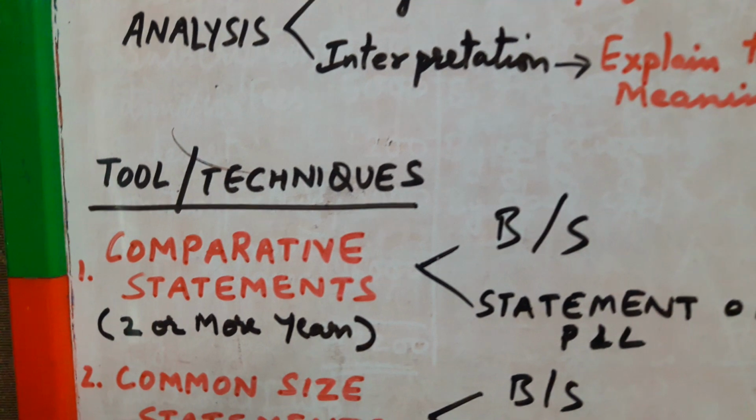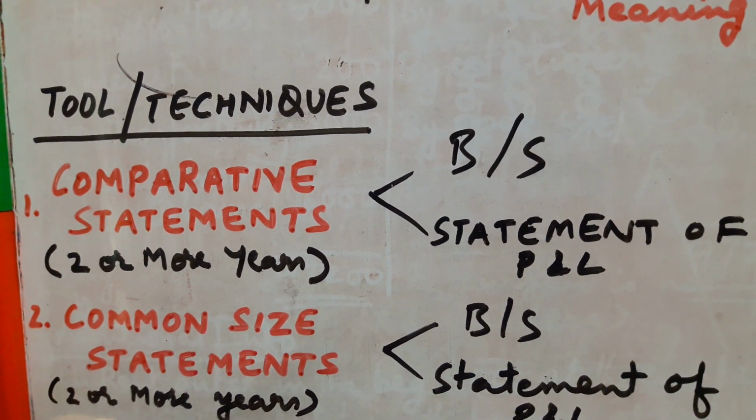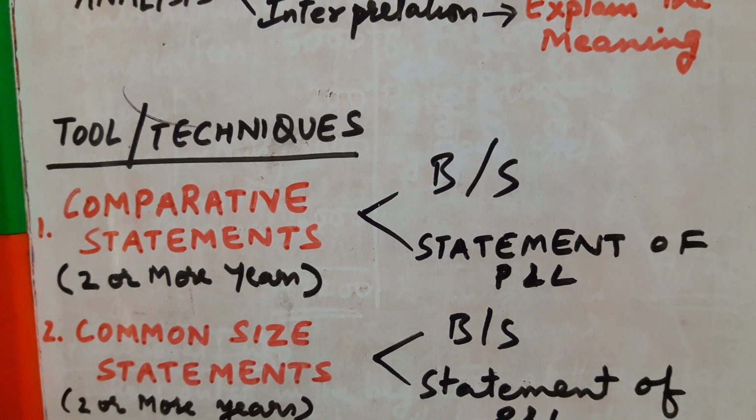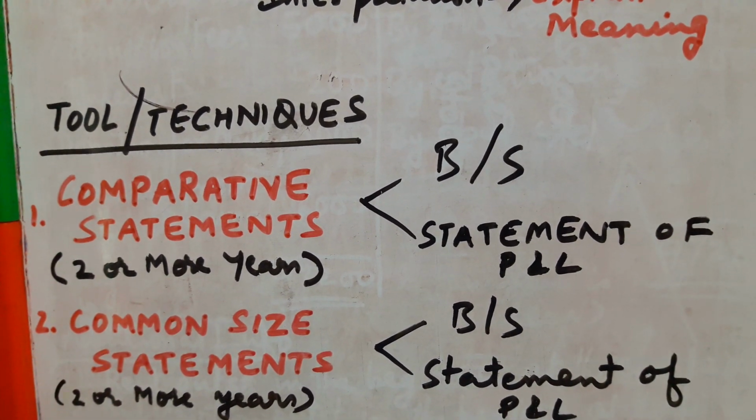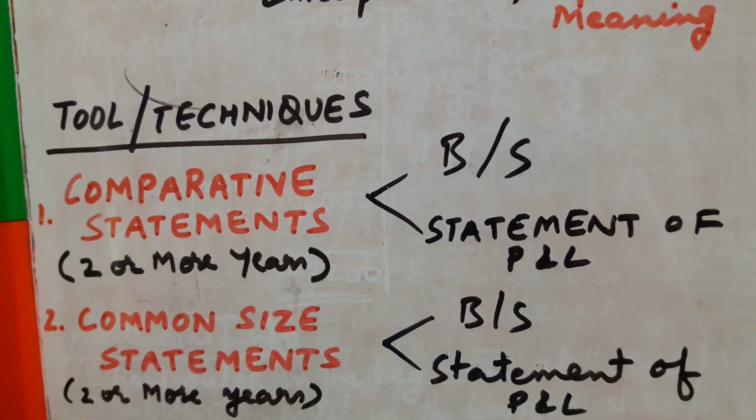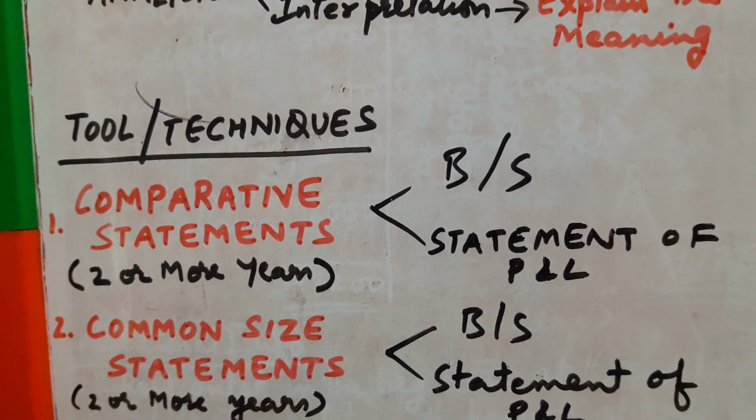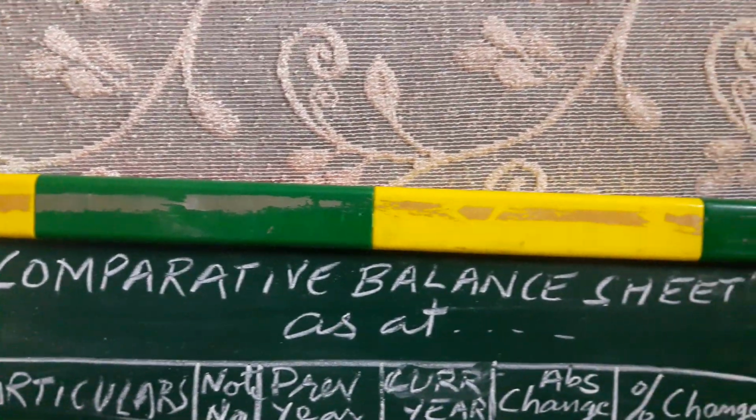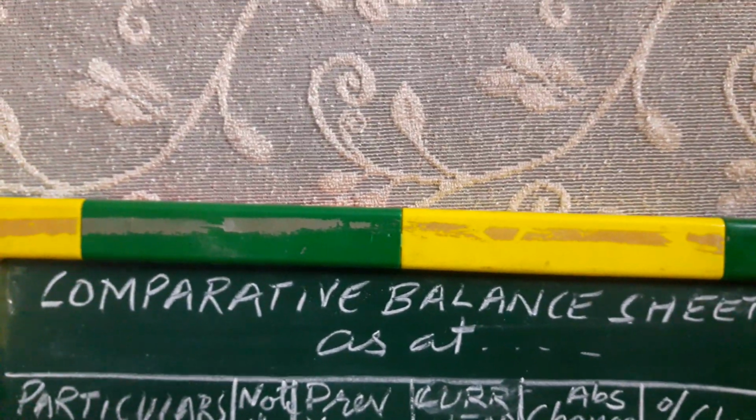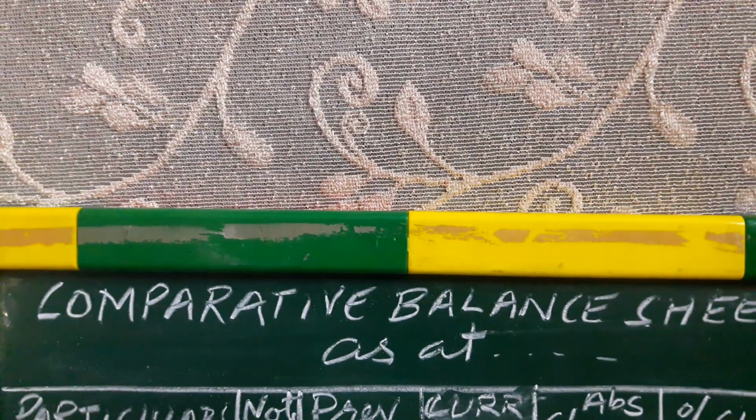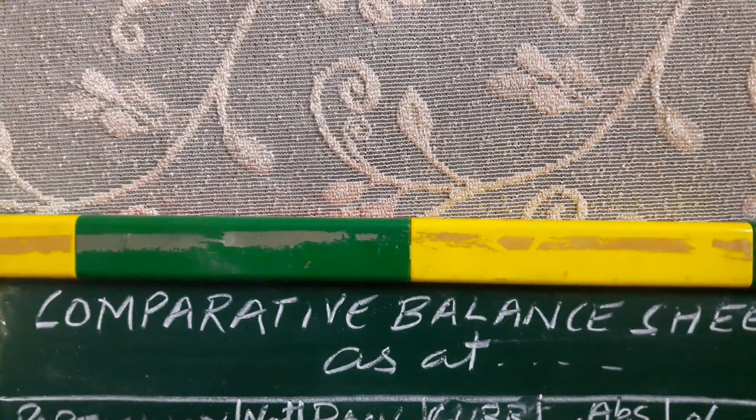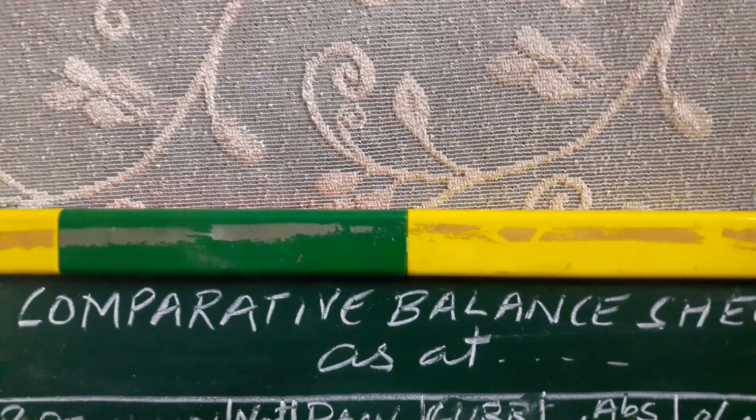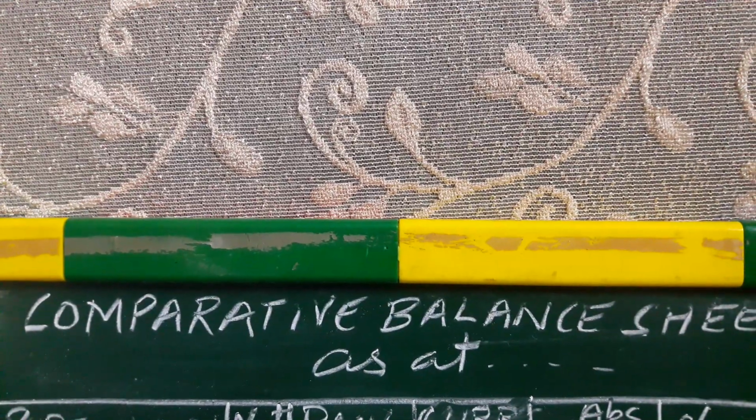We will first start with these two, comparative statement as well as common size statement. Now, you should be very careful whether the question is asking for comparative or common size. Those are two different things. Children, we are starting with comparative balance sheet. Remember, we have 4 things to do: comparative balance sheet, comparative statement of profit and loss, and after that common size balance sheet and common size statement of profit and loss.